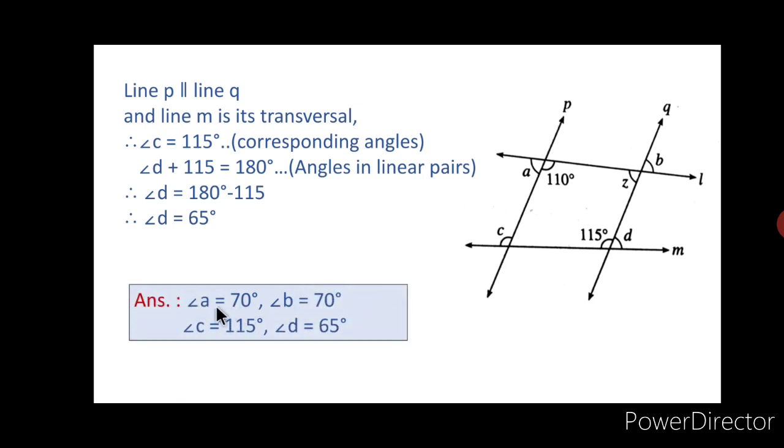Thus, these are the measures of the four angles, that is angle A is equal to 70 degrees, angle B is equal to 70 degrees, angle C is equal to 115 degrees, angle D is equal to 65 degrees.